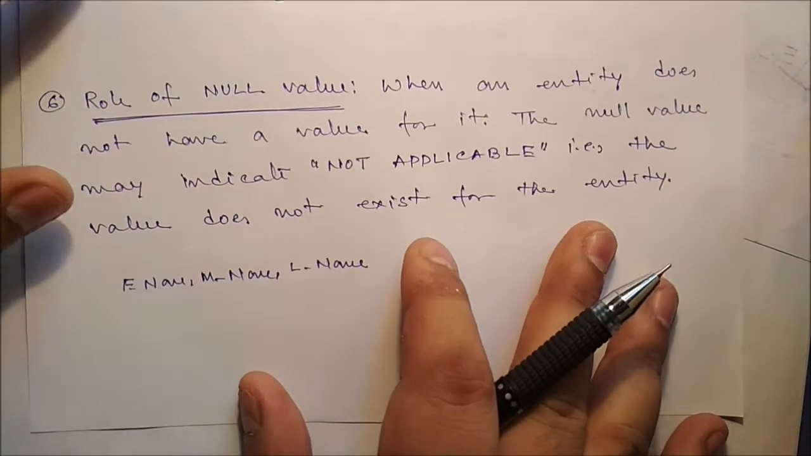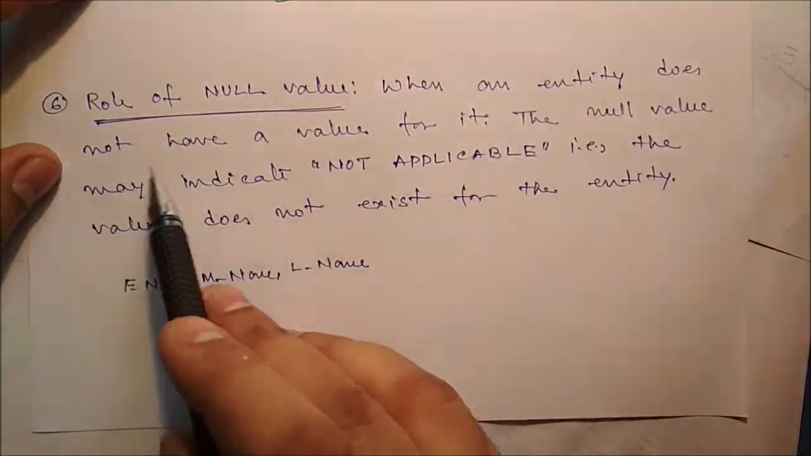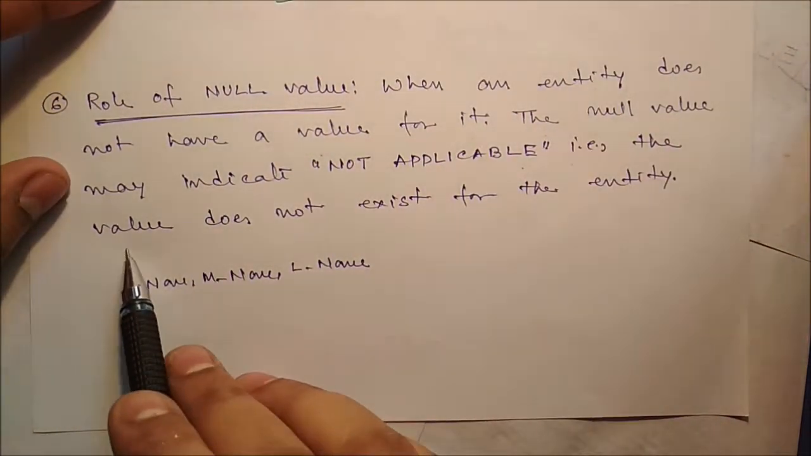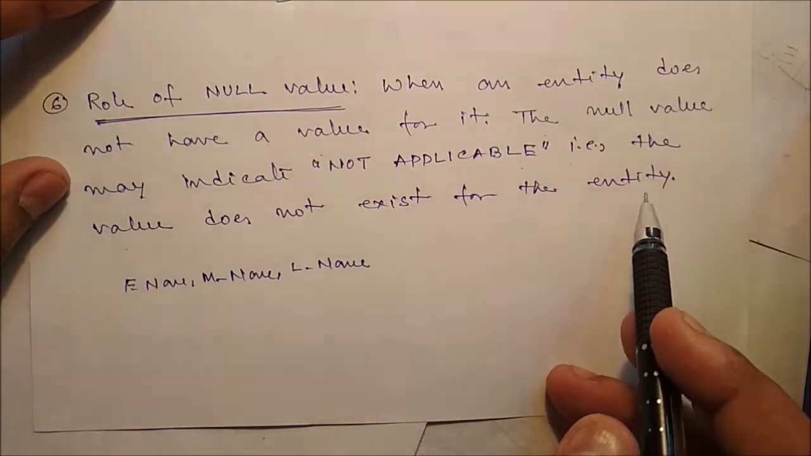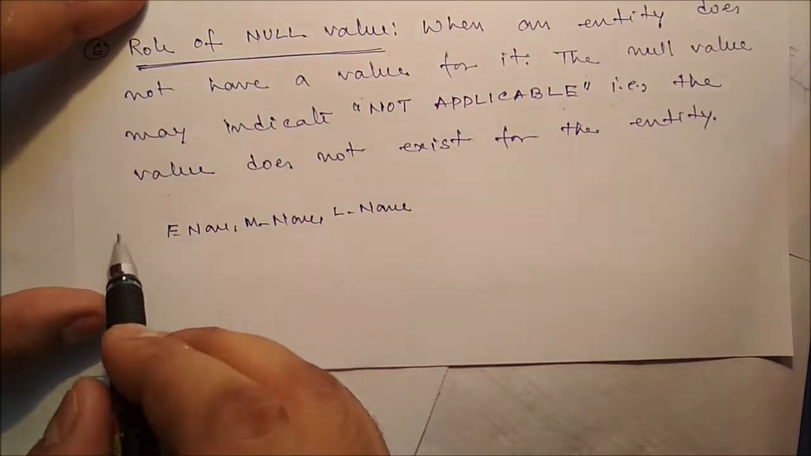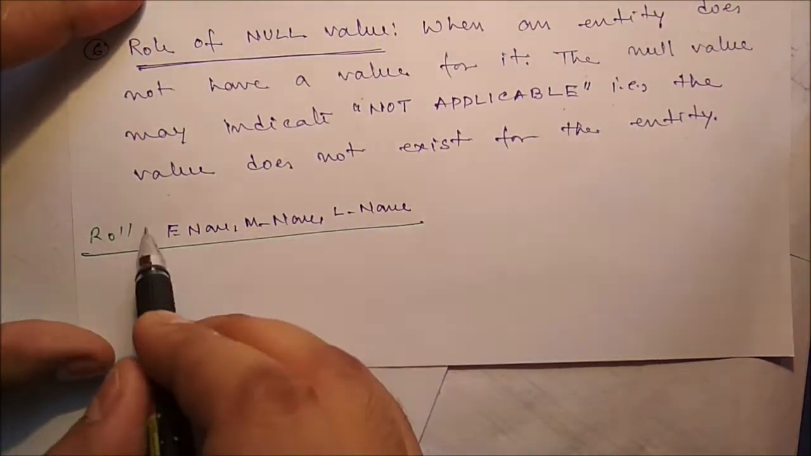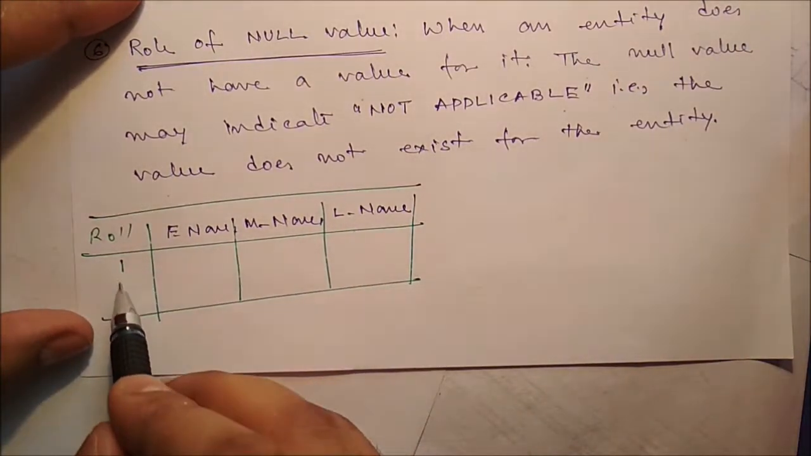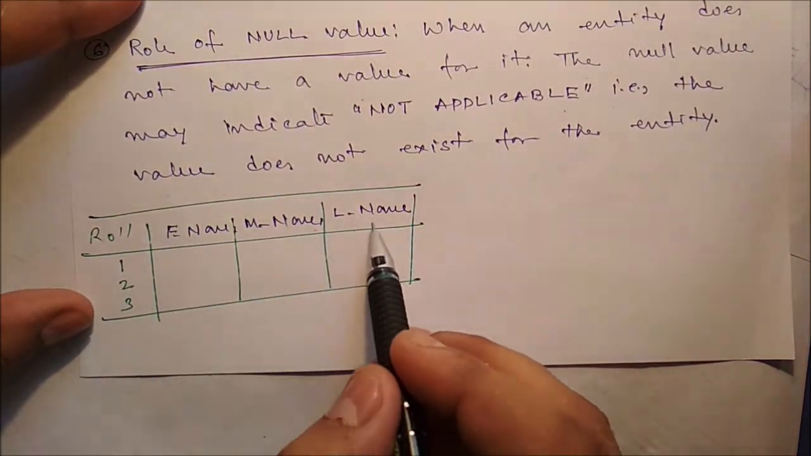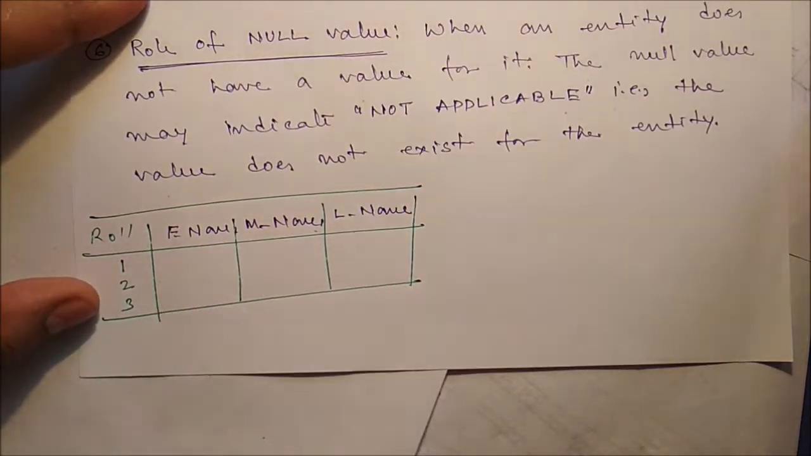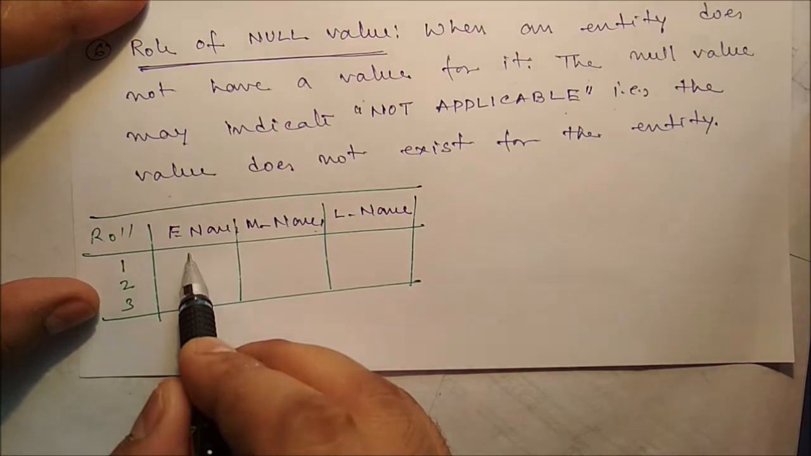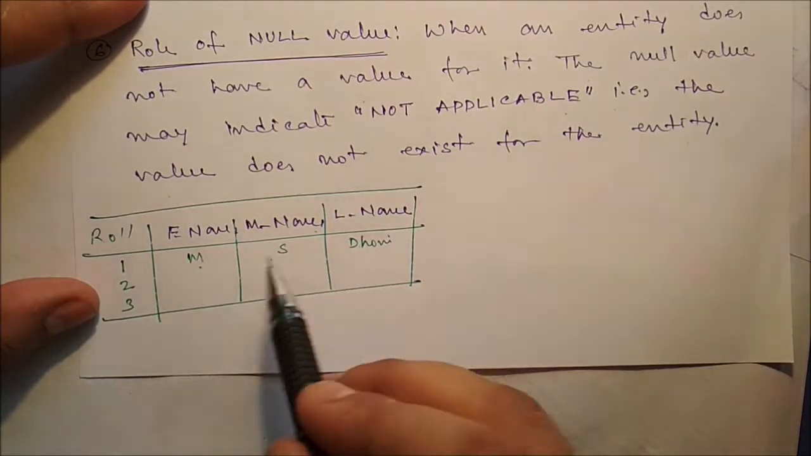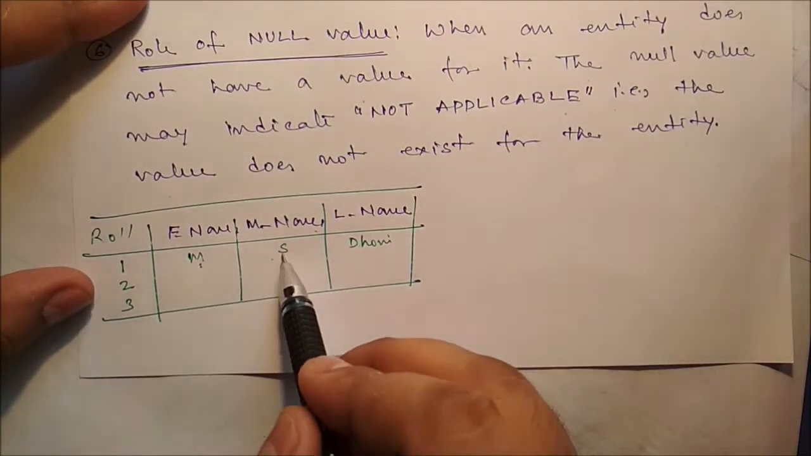Next is what? Role of null value. When an entity does not have a value for an attribute, the null value may indicate not applicable. That is, the value does not exist for that entity. Okay, now say a student has roll number and names. Say roll numbers 1, 2, 3. Say first name, middle name, last name. So first name, you can say Mahinder Singh Dhoni. So first name is there, middle name is there, last name is there.